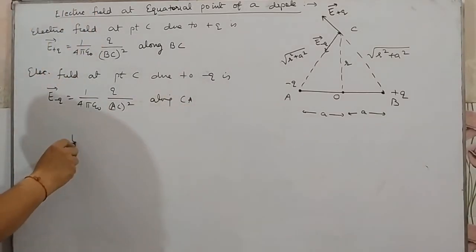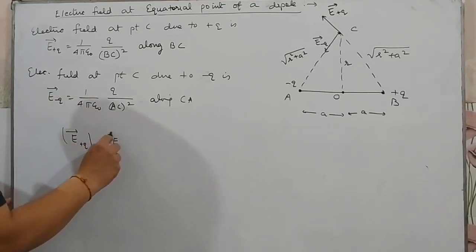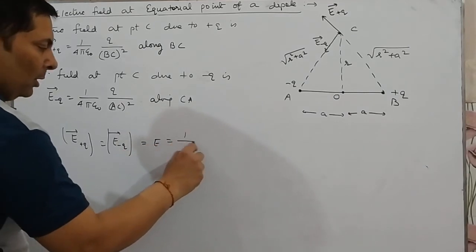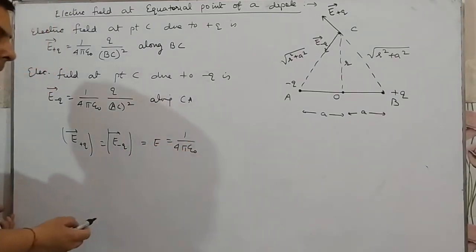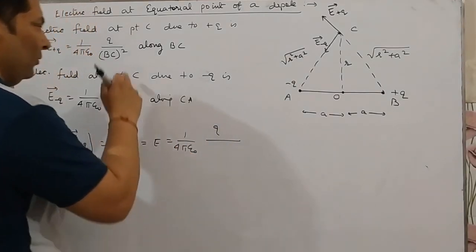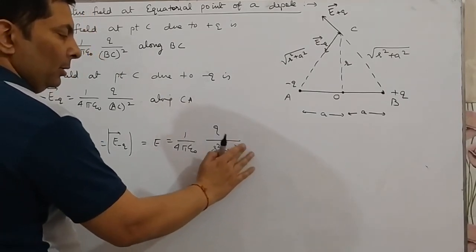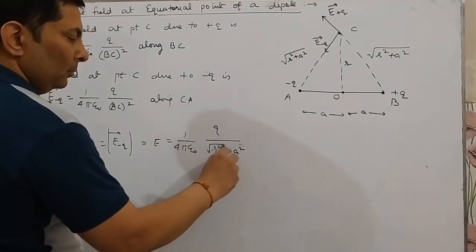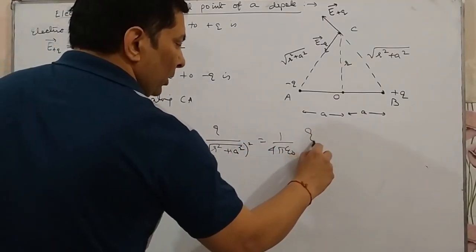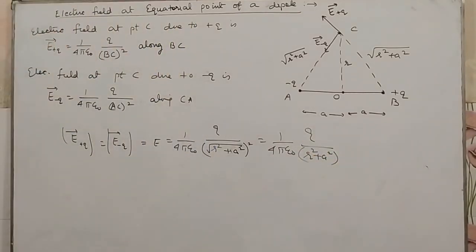You can see here that the magnitudes of E plus Q and E minus Q are equal. It is equal to 1 upon 4 pi epsilon naught, Q upon, since BC and AC are the same, r square plus a square. The root was there but the square was taken, so the result is 1 upon 4 pi epsilon naught, Q upon r square plus a square.